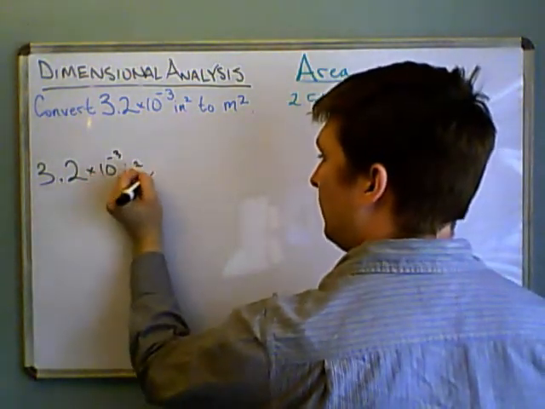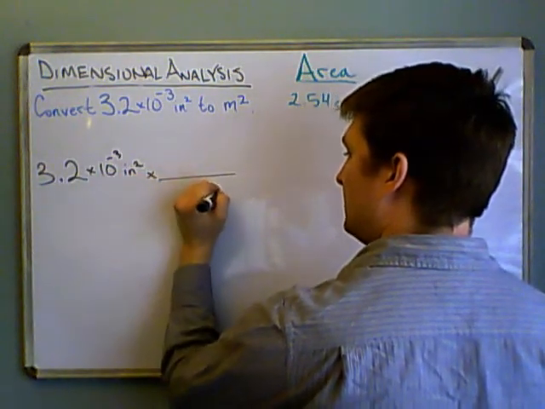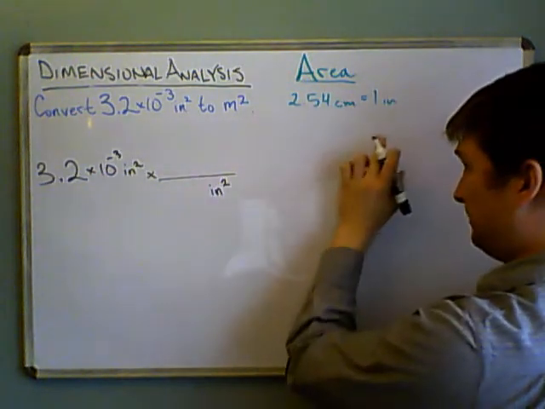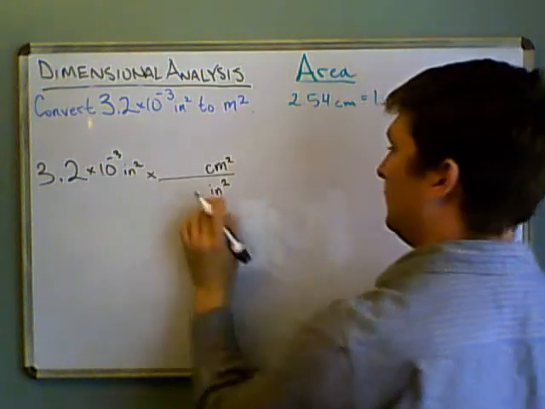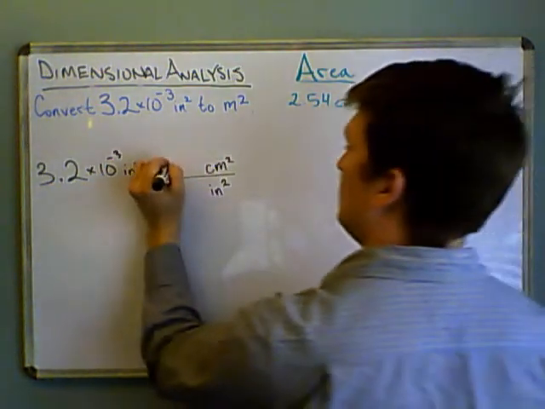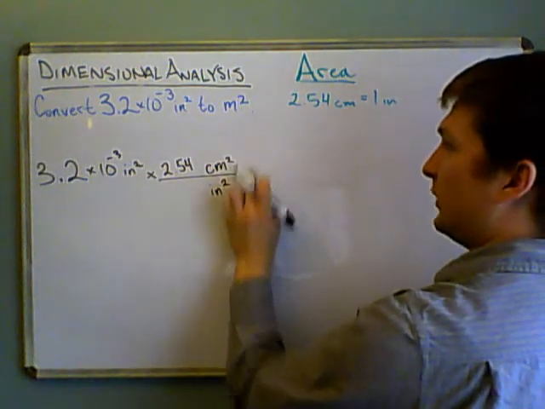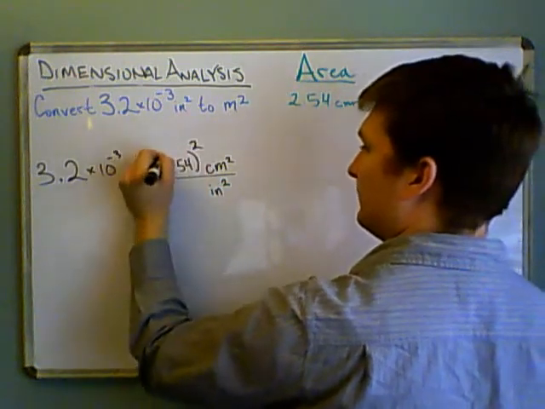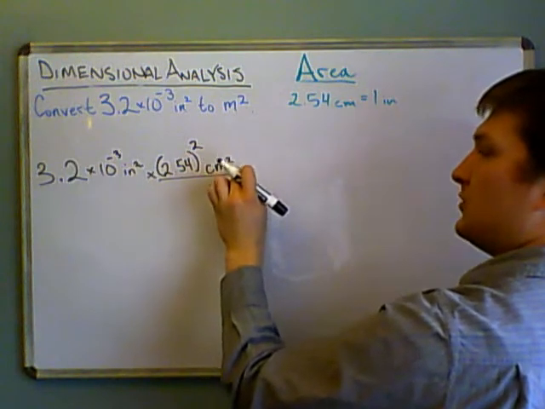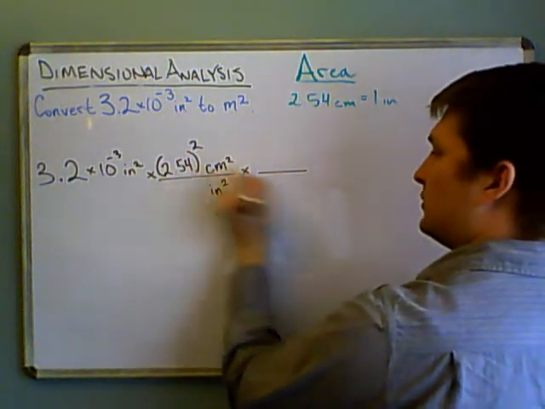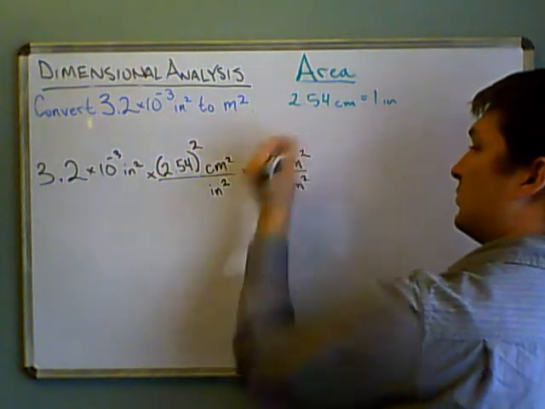So now I want to get rid of that, so I'm going to put it on the bottom. I'm going to get inches squared, and I could go directly to centimeters squared from that. Now, normally it's just 2.54, but since the units are squared, we have to square this. And now I could go from centimeters to meters, so centimeters squared down here to meters squared.